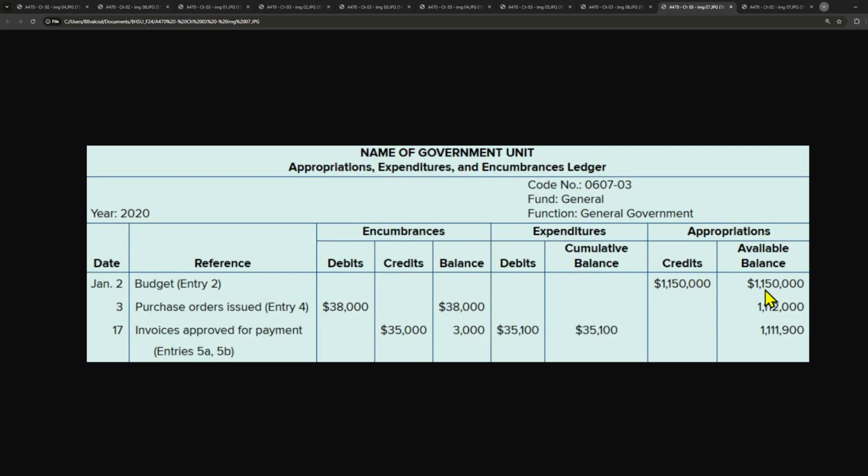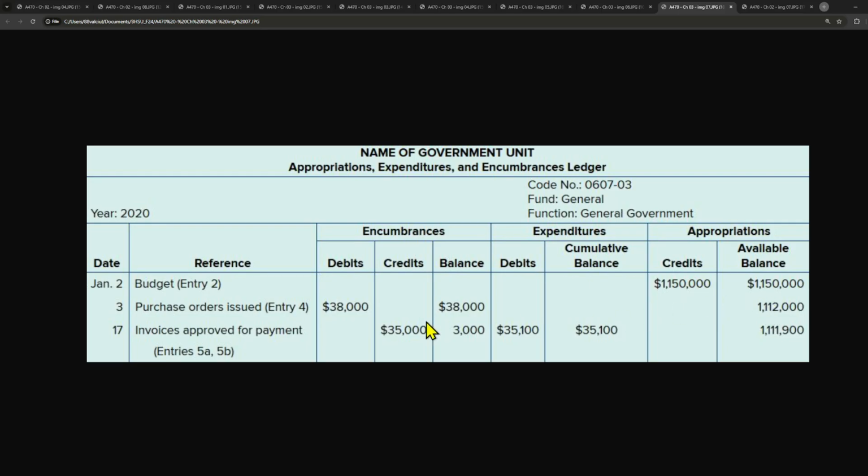So even though we had appropriated 1.15 million, we're going to set aside, we're going to encumber 38,000 right off the bat and say, I believe we're going to use that amount here in the near future, so don't let that amount of money go for anything else. So what is available? Well, it's the 1.15 minus the 38,000, which we've encumbered with this particular purchase order.